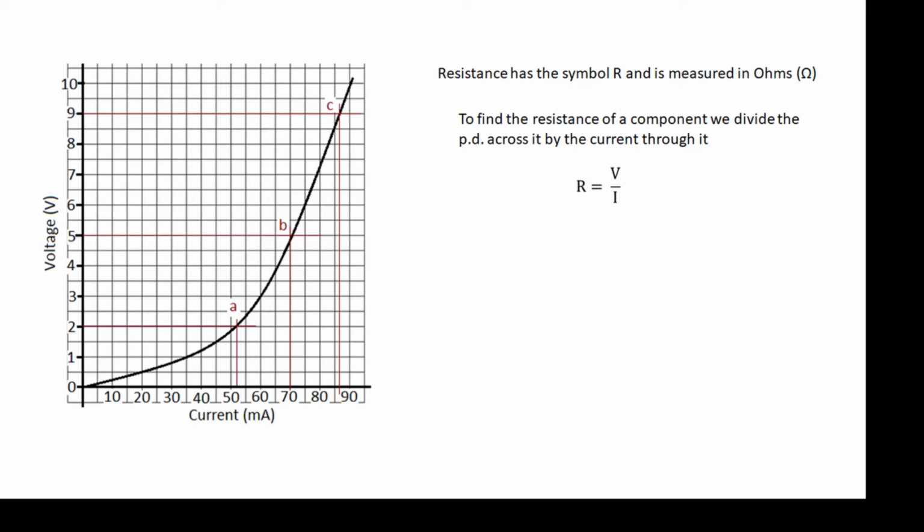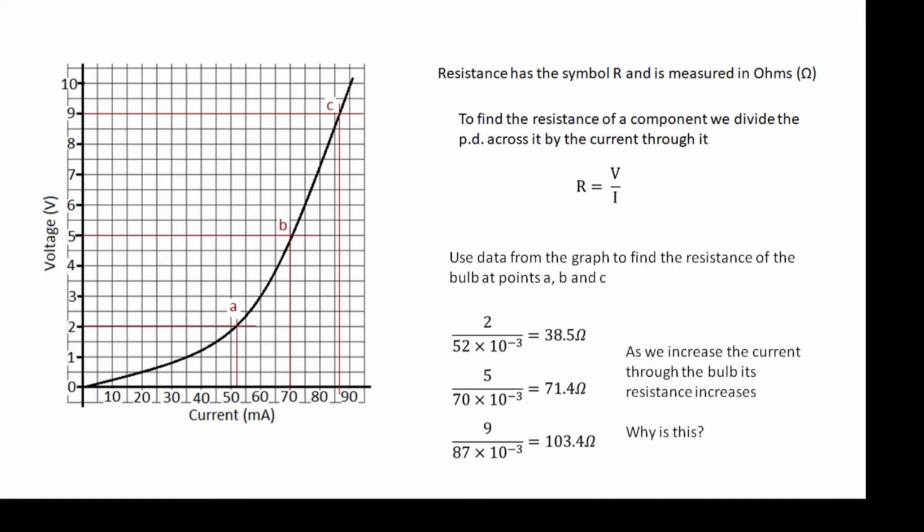Looking at this graph, there are three different points on the graph, A, B and C. Use data from the graph to find the resistance of the bulb at A, B and C. Do that yourself and the answer is: at point A 38.5 ohms, at point B 71.4 ohms, and at point C 103.4 ohms.